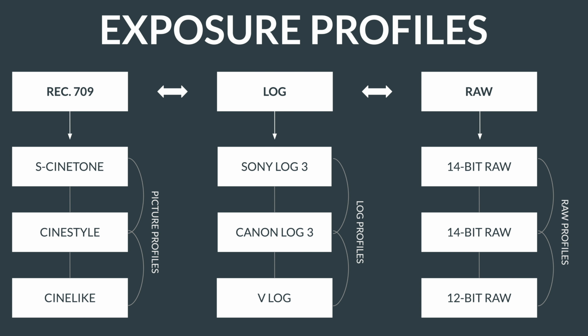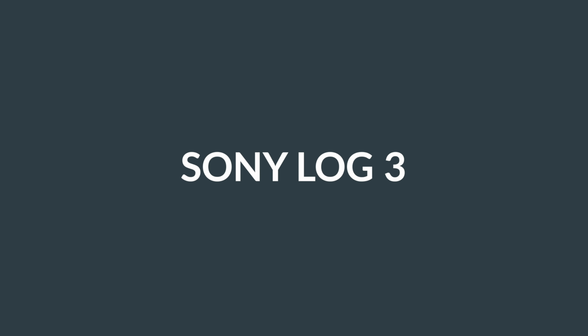Now, there are 3 different types of exposure profiles: Rec. 709, log, and raw. As you can see, every camera company has their own variation of these 3 different exposure profiles. However, today we are just going to focus on log, specifically Sony Log 3.